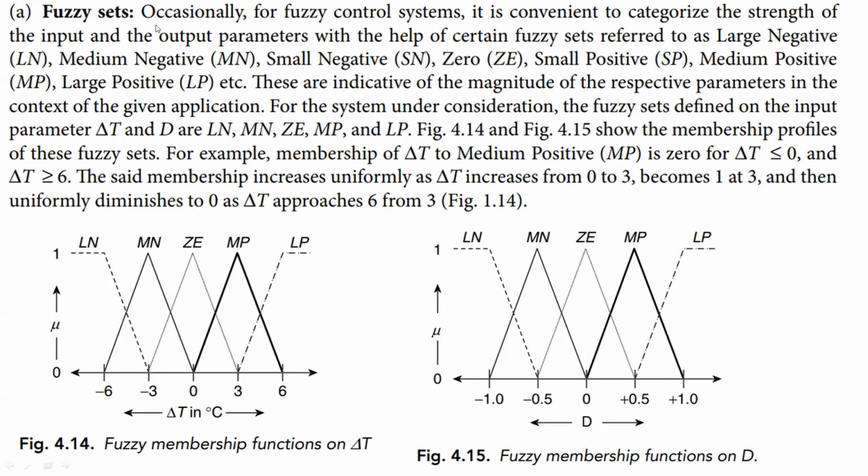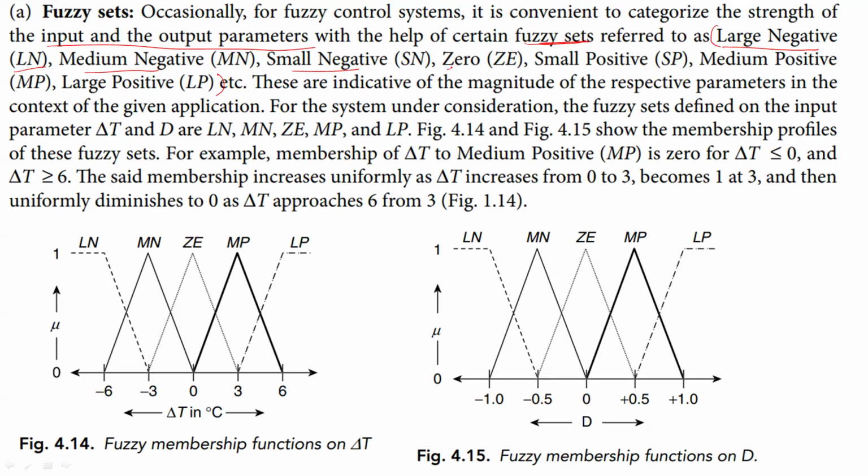Now we'll look at the different steps involved in this. What are the fuzzy sets in this? That is what we are going to find out now. For a fuzzy control system, it is convenient to categorize the strength of the input and output parameters with the help of certain fuzzy sets. These linguistic descriptions are commonly used, like large negative, denoted by LN, medium negative, and small negative. Large negative means too much on the negative side, then medium negative and small negative.